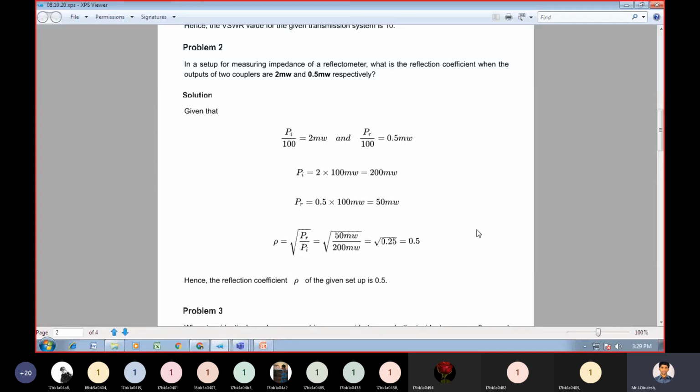Simplify the expression. Then what we will get? Pi equals 200 milliwatts. Pr equals 50 milliwatts. Substitute those two values in the reflection coefficient formula. Rho equals square root of Pr divided by Pi. We get 0.5. Hence the reflection coefficient rho of the given setup is 0.5. So like that you need to do the problems. Okay.